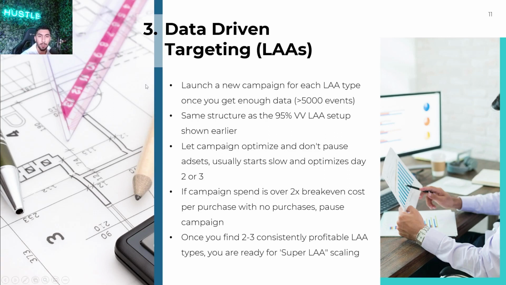So you can launch new campaigns for each lookalike once you have in-app data of more than 5,000. I would recommend the same instruction as the 95% lookalikes, right? You will do everything the same as I told you before. If a campaign spend is more than 2x your break-even cost per purchase, as I'm going to show you in the KPI sheet here, guys, then you need to turn it off. Once you find the 2-3 consistent profitable lookalikes, you're ready for super lookalike scaling, which is you will take all of the lookalikes in one CBO and just let it rip. Scaling is very easy. It's mostly testing, basically creative testing, and seeing all of this data that is very important, that is leading up to the scaling.